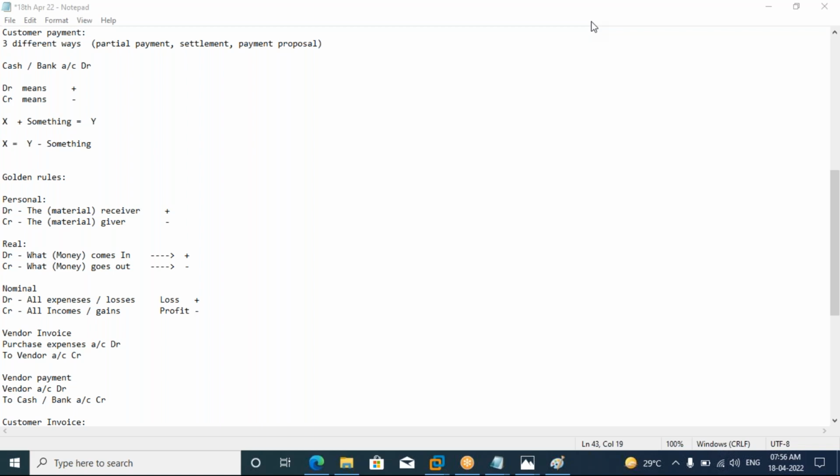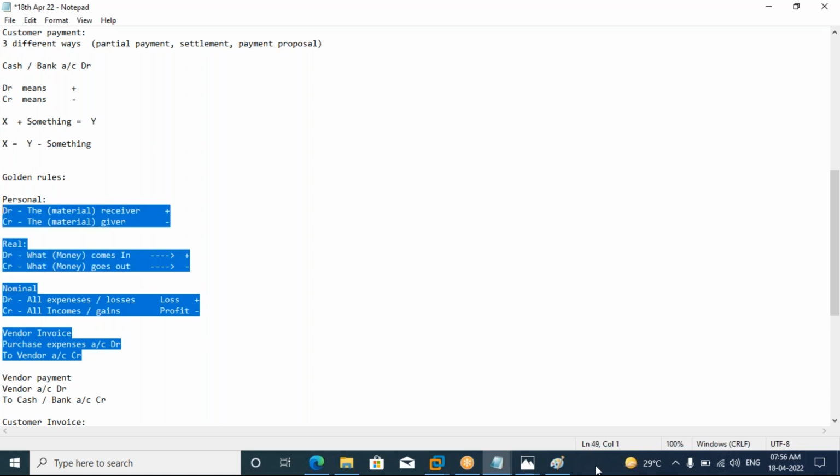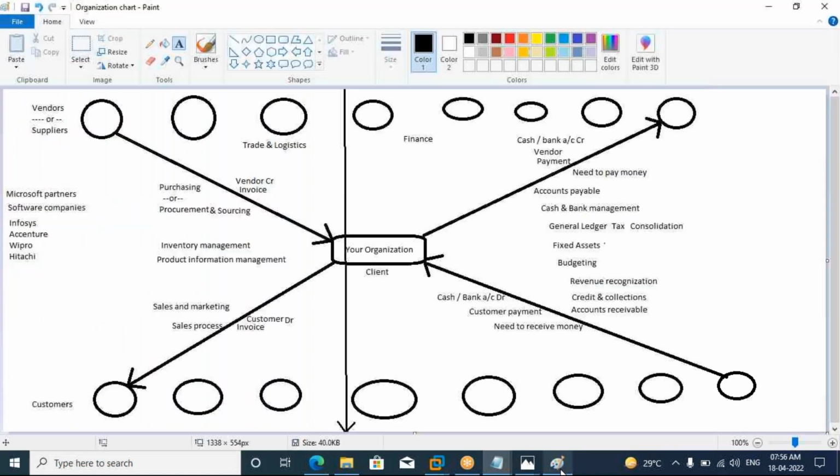Sir, whatever you are explaining, is this accounts payable or general ledger, sir? I'm showing now invoice and payment, accounts payable and accounts receivable. Have you joined in the very first, at 7 o'clock only? No, sir, I joined after 10 minutes. Yes. So invoice and payment: vendor invoice, vendor payment, customer invoice, customer payment. I'm discussing accounts payable and accounts receivable.